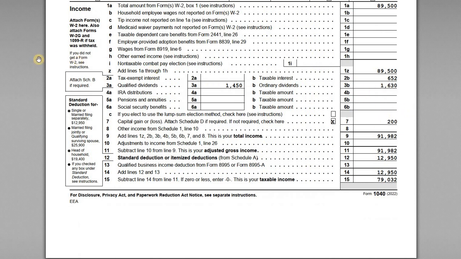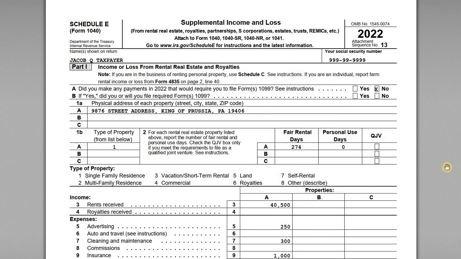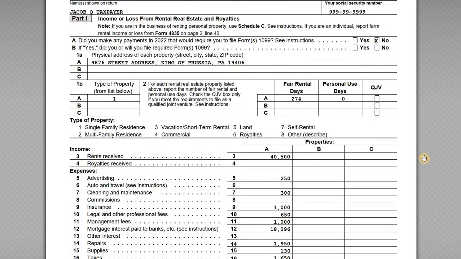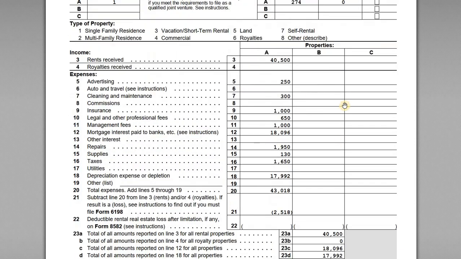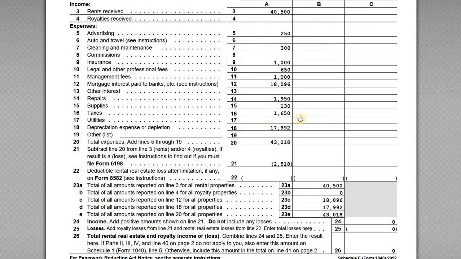Now, you notice here, if we jump to the Schedule E, this is where we've recorded the income and expense for the rental property in Pennsylvania. We've got the rents received, various expenses here, and then the depreciation is just the MACRS. So the straight line depreciation on the residential property itself, and then MACRS on those improvements. And so the overall net loss is $2,518.